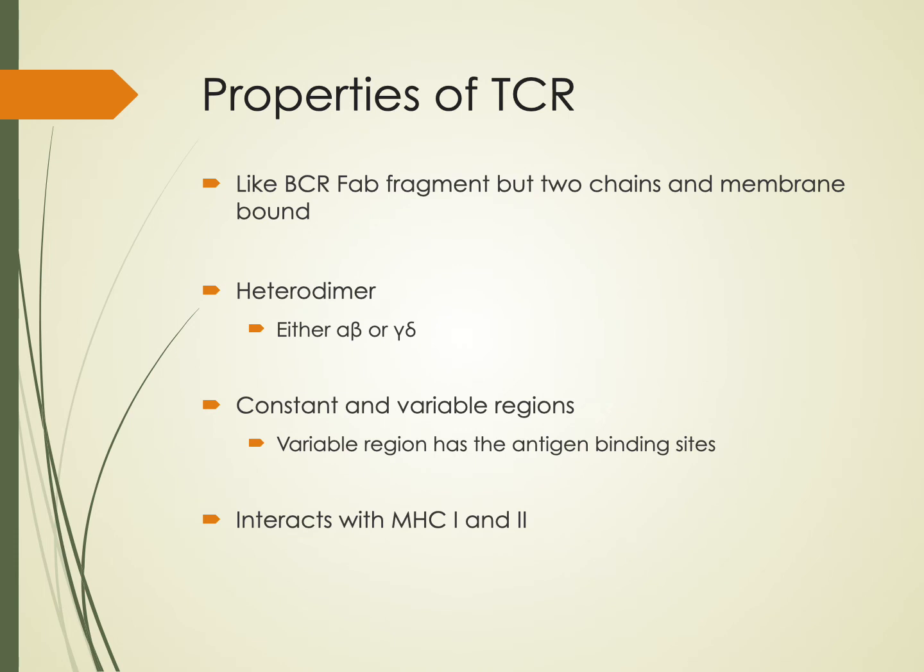So when we look at the properties of the T cell receptor or TCR, it is very similar to the Fab fragment that we see in the B cell receptor. Unlike the B cell receptor, it doesn't get secreted, so it's always membrane bound, and it only has two chains. So remember that the B cell receptor is made up of 4 chains, 2 heavy chains and 2 light chains. For the T cell receptor, there's just 2 chains.